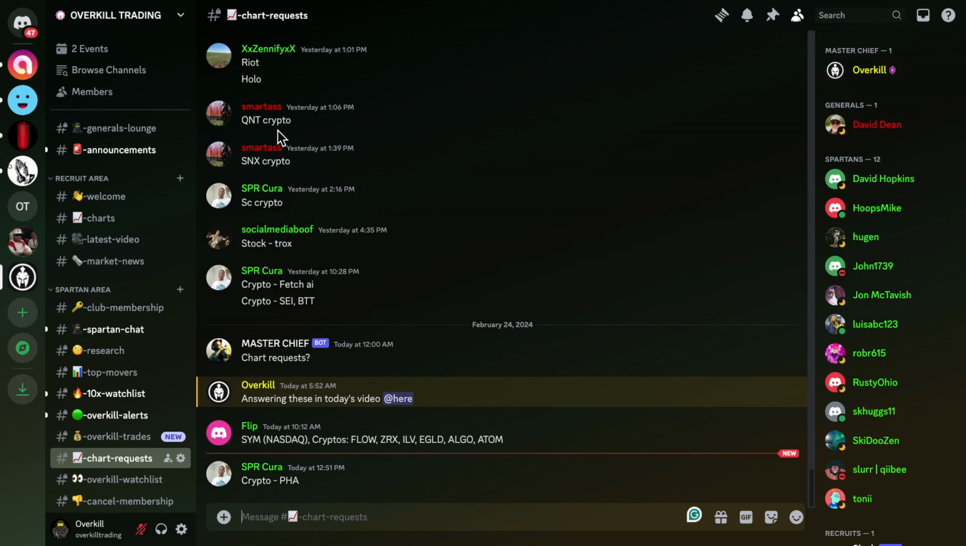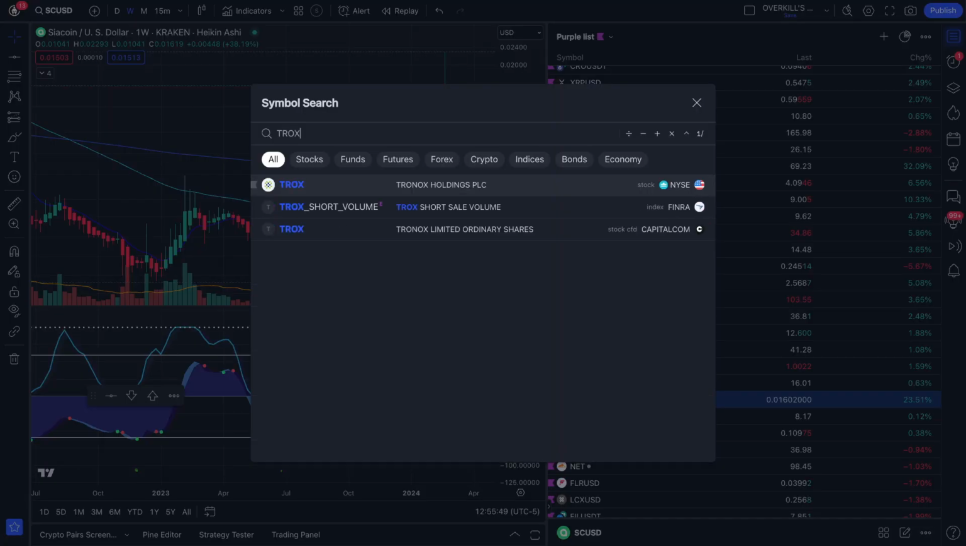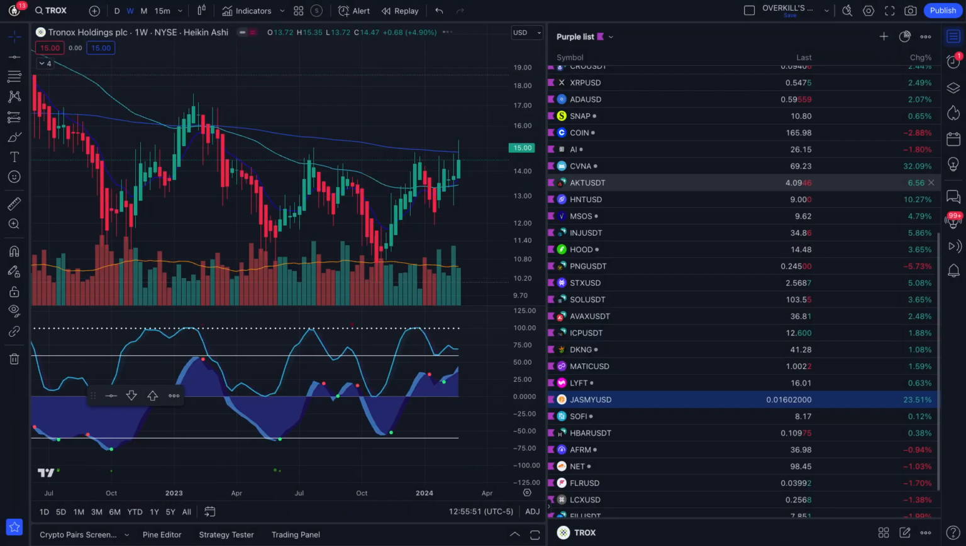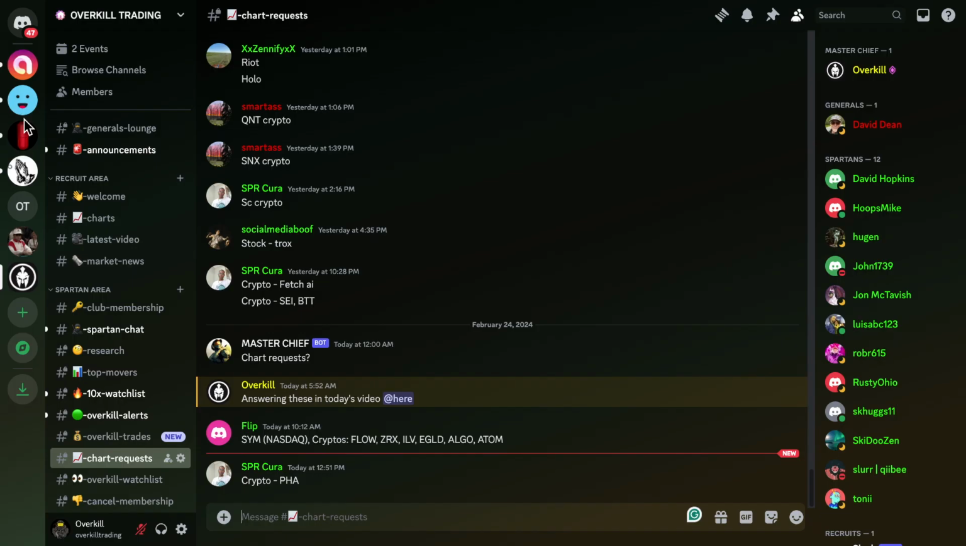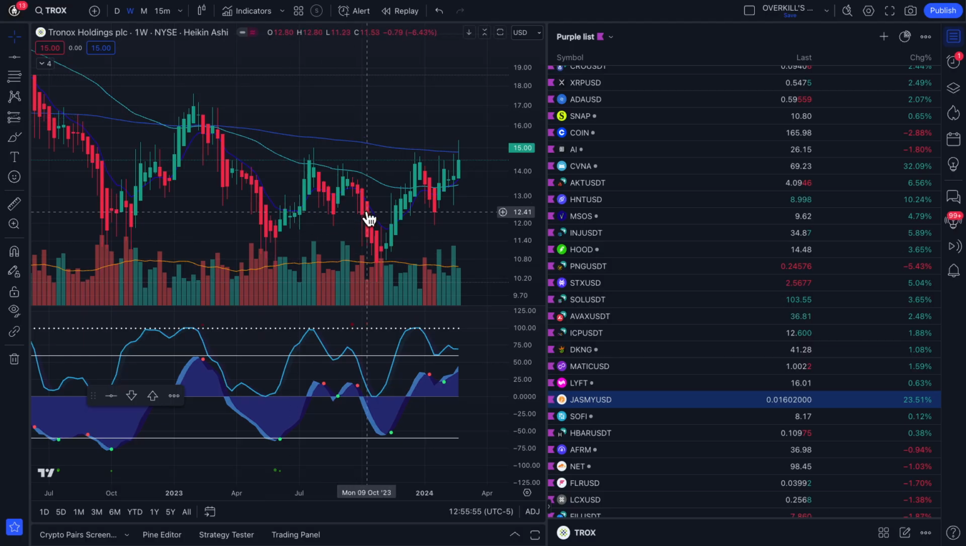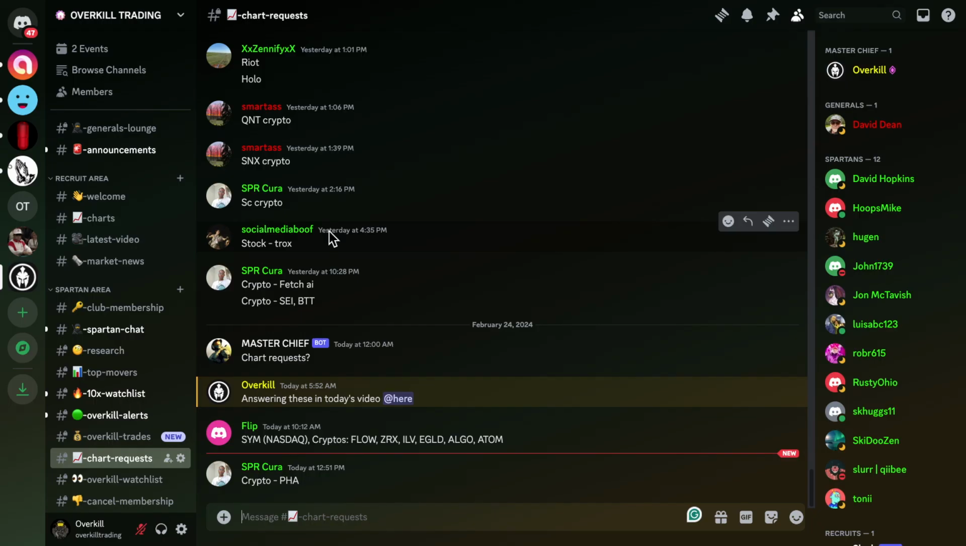We got TROX. Is that a crypto or looks like a stock? Yeah, stop loss at 13 on this one. It is above the 50, so 13.70. The bottom of that weekly candle is going to be your stop loss if you're holding on to that one.